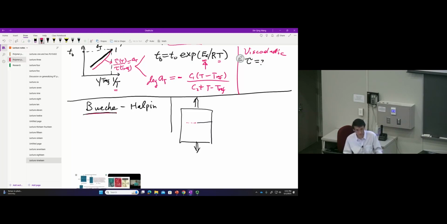You will find basically at a higher temperature, the crack will propagate faster. Okay, so let me try to make sure you understand. I'm going to stretch to a certain level, I hold it, and I find my crack start to propagate. You'll find at higher temperature, the crack will propagate faster.